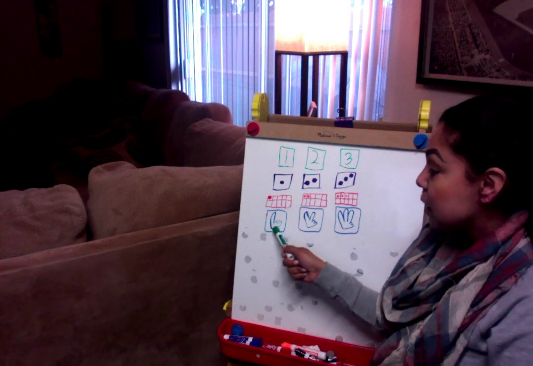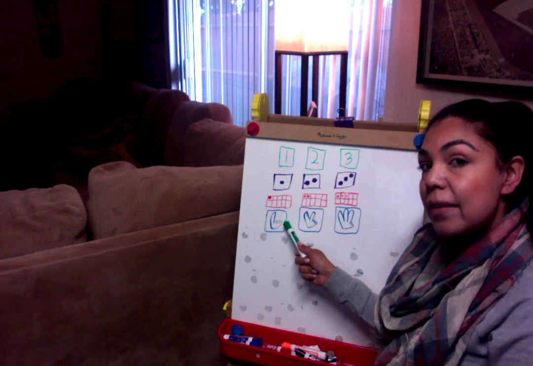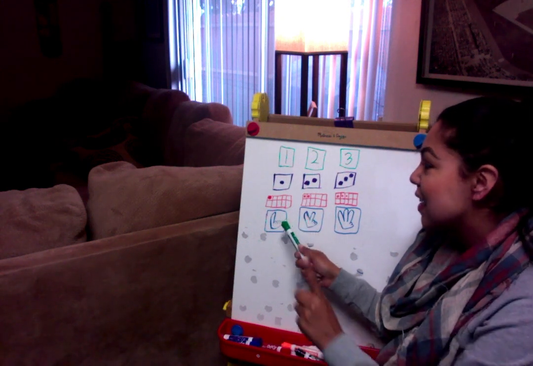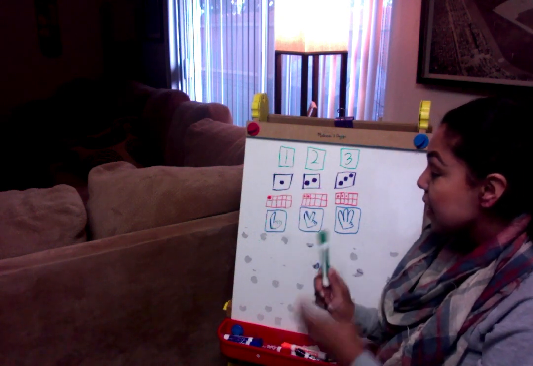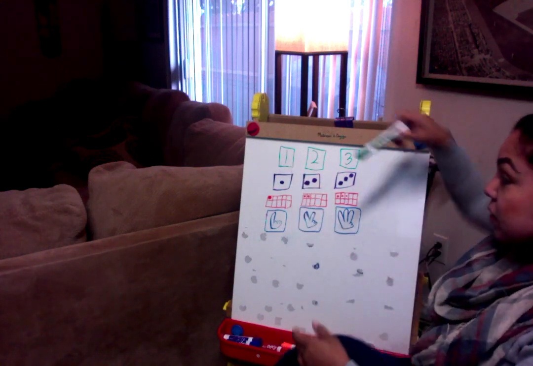Good. Last but not least, I have my little hand right here. And how many fingers does my hand have up? Good. So these are 3 ways that I can make the number 1. Very good. Now let's move on to number 2.